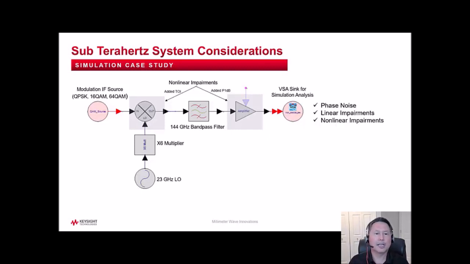To illustrate this, a bandpass filter centered at 144 GHz and a power amplifier, or PA, are added to the upconverter design. The amplifier has an output 1 dB compression point specified, and an output third order intercept point, or TOI, is specified for the mixer to model its nonlinear characteristics.